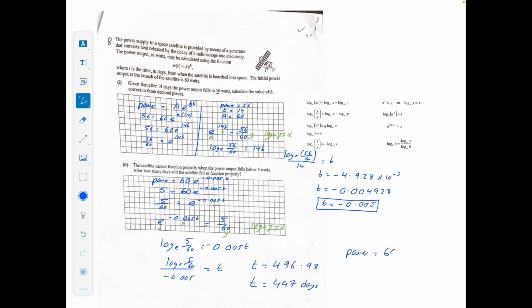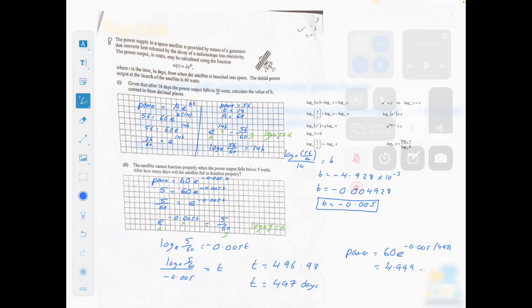Just going to do a quick check there to see if I'm right. So we're going to find the power after 497 days. So 60 e to the power of minus 0.005 times 497. Down to my calculator, so 60 e to the power of minus 0.005 times 497 days. Okay, that's going to give me 4.999. So after 497 days, when they reach the 497th day, it's going to be below 5.